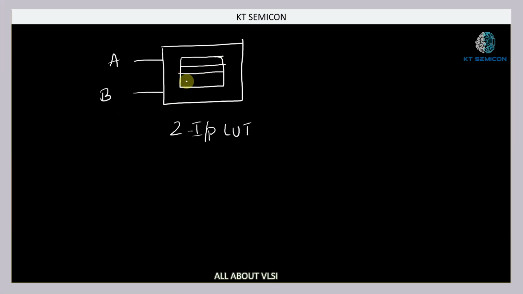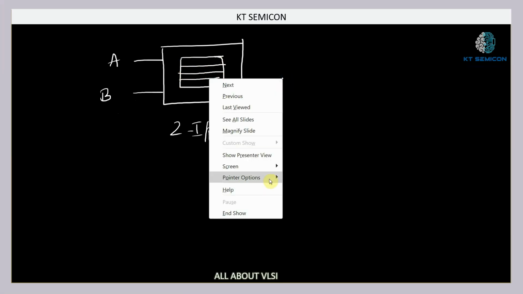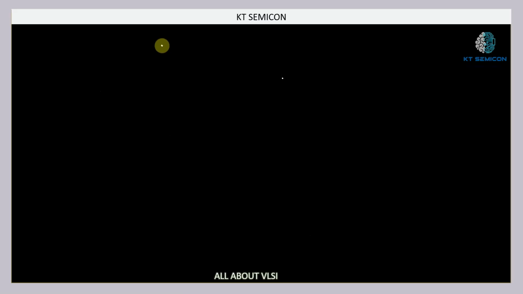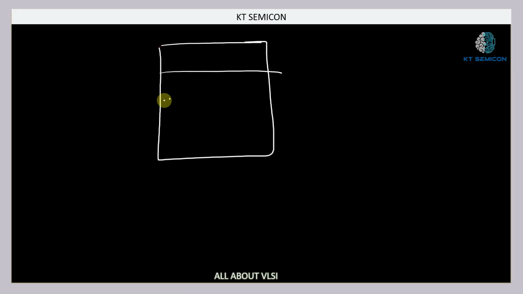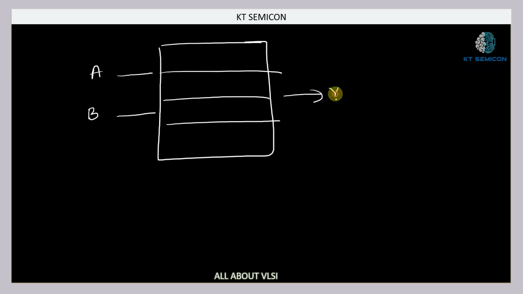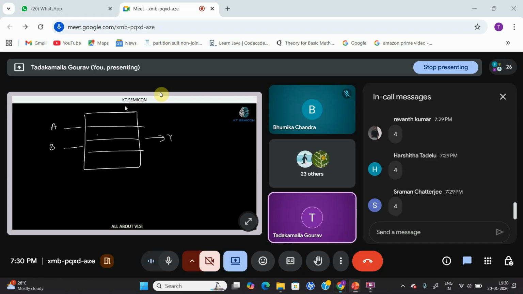Let me draw it. Let me erase it one more time. One minute. So we are going to have a simple LUT over here, which is going to have four locations because it is a two input LUT, right? And our inputs are A and B, okay? And this is our output Y, okay? Now, if you are programming, this FPGA is going to contain this LUT, okay?